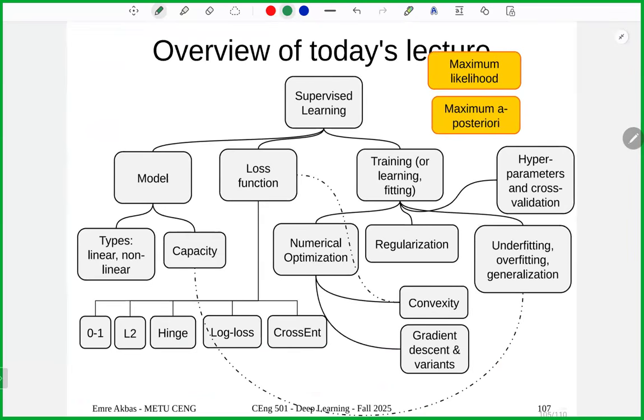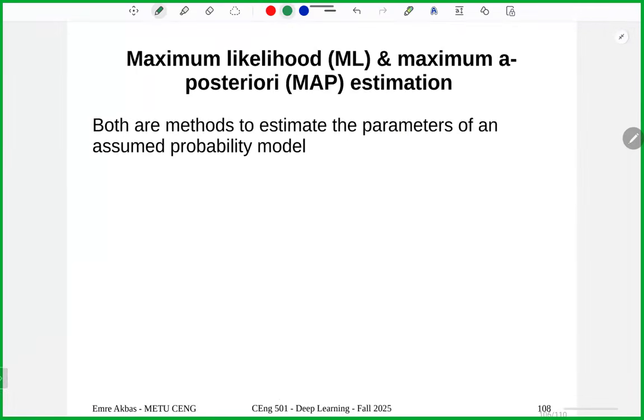One of them is maximum likelihood estimation, which we do all the time. And there is also maximum a posteriori estimation. Let's look at what they mean. Both of them are methods to estimate the parameters of an assumed probability model. That means, suppose that we are given a set consisting of n data points.